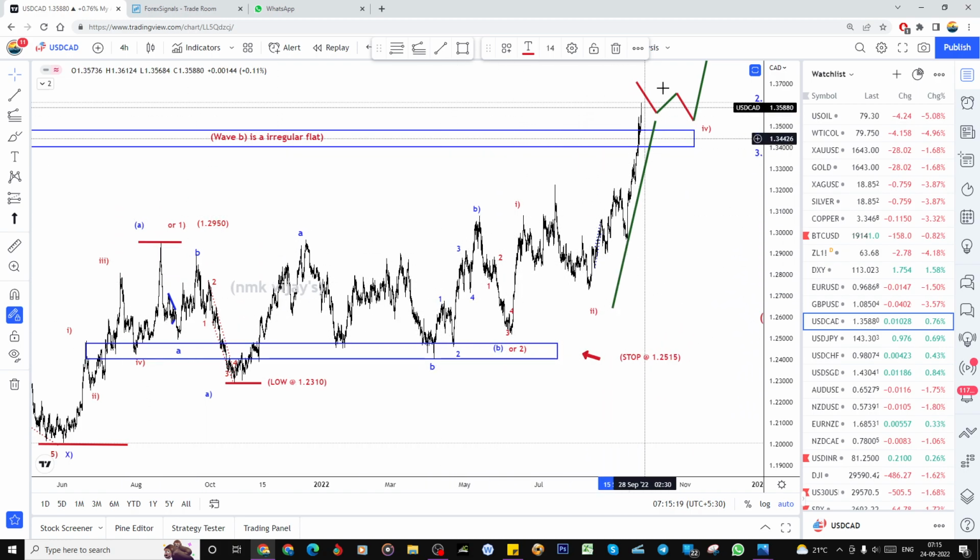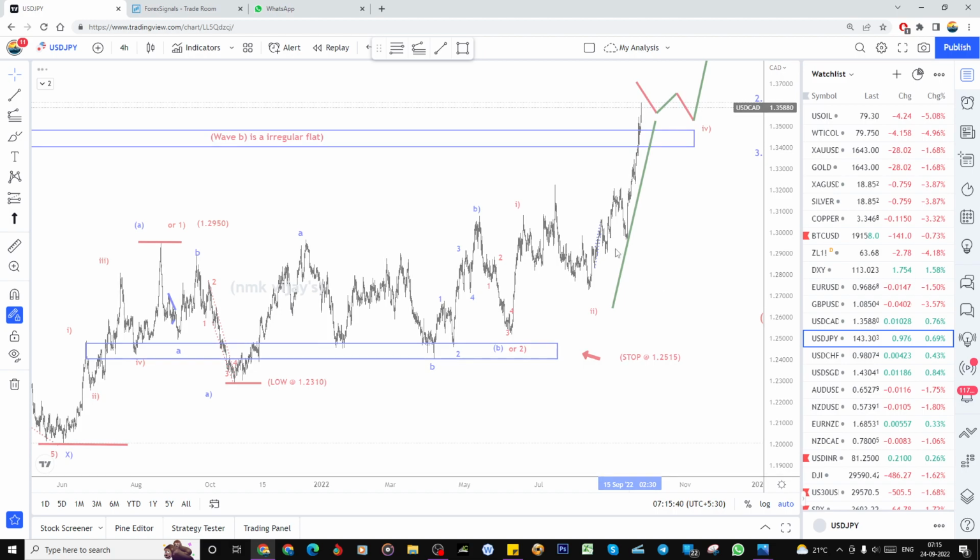So we are in the extended third wave. It could be 1, 2, 3, and after that consolidation, 4th and 5th. So that could be the end of this third. So still we are in the intermediate wave third. The third is not yet ended, I think. But the target is going to be reached as soon as possible, right? So next is USD JPY.